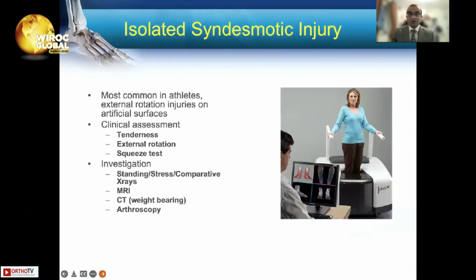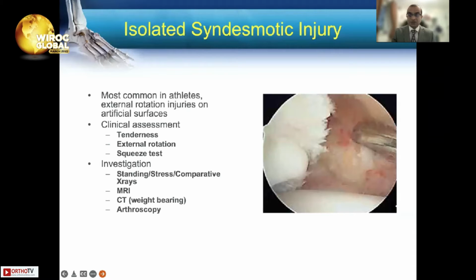syndesmosis. You may wish to do further investigations like standing x-rays, comparative x-rays with the opposite side, or even stress radiographs. MRI scans would reveal ligament injuries, and the CT scan, especially if you can get a weight-bearing CT, would show findings similar to the X-rays, but to a much better definition. Arthroscopy can be used in certain cases where there is subtle instability, especially in high elite athletes. The question is to diagnose whether it's a stable or an unstable injury.